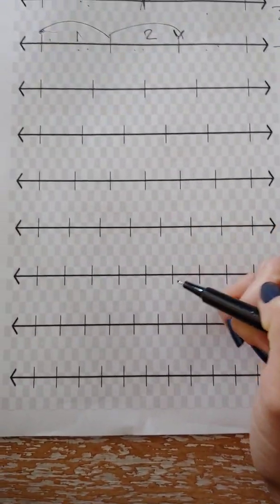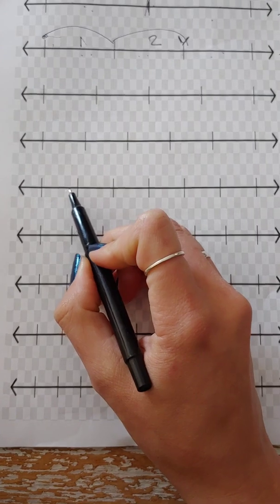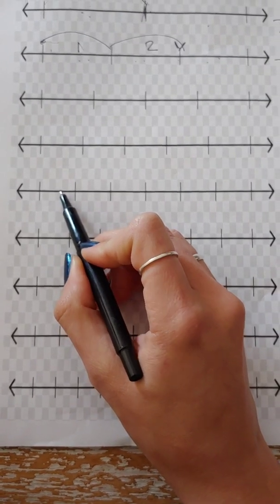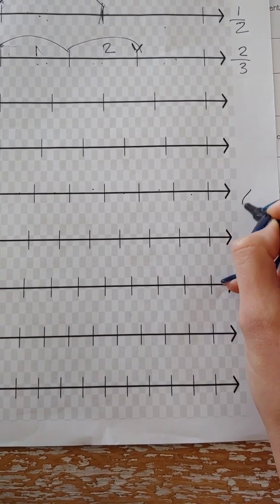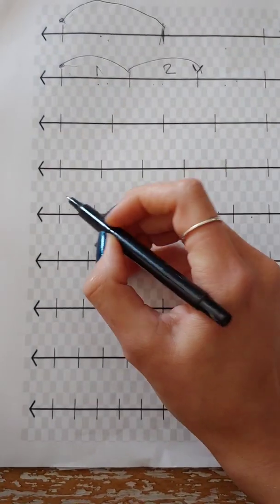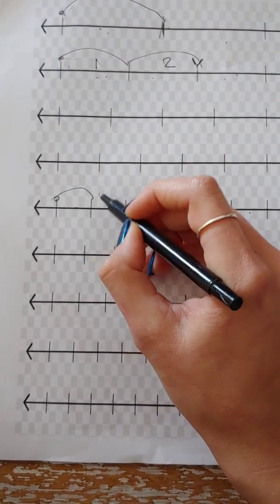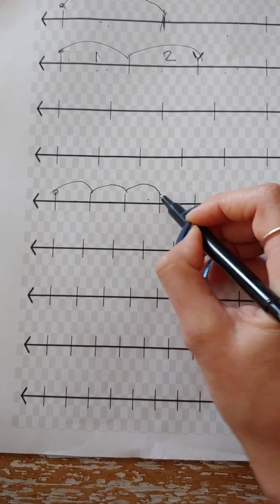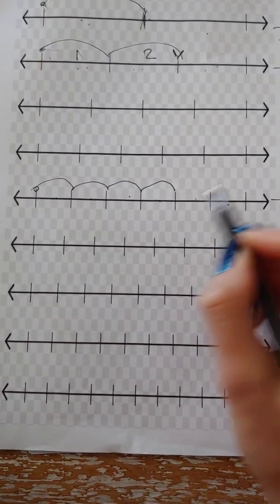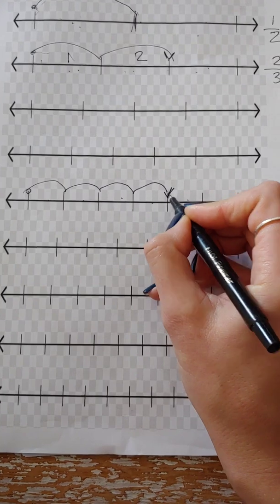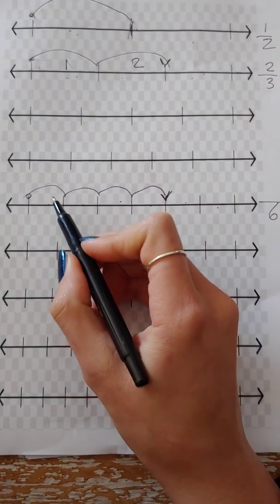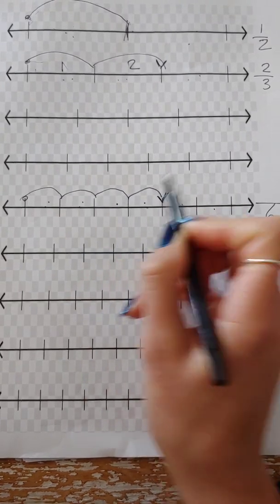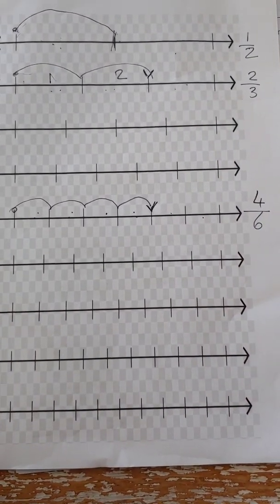Let's do one more. Let's go a little difficult. Let's go this one. Count. How many equal parts? 1, 2, 3, 4, 5, 6. And if I'm going to jump 1, 2, 3, 4, let me go that far. And that's where I land. What fraction of the line did I jump? 1, 2, 3, 4. 4 6ths.